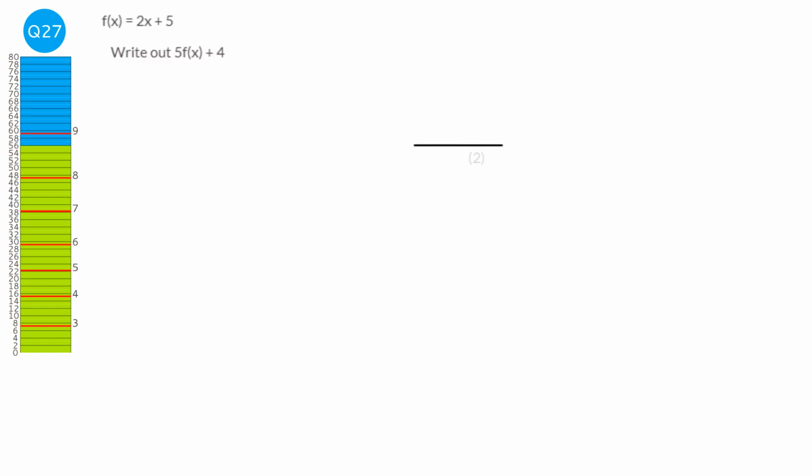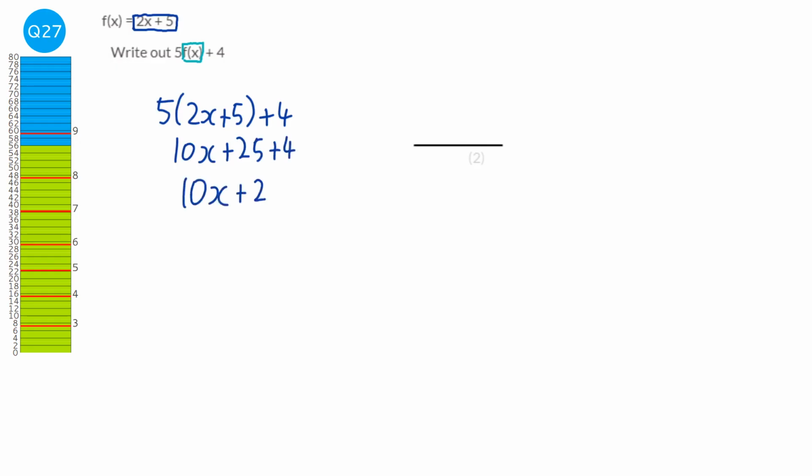We have an expression with f of x in, and we're given what f of x is. So what I'm going to do is just write out this expression again, but instead of f of x, I'm going to write out what it says it is. It says it is 2x plus 5. And notice I've put it in brackets as well, because f of x is the whole of that, and then plus 4. We're just going to expand the brackets, and that will make 10x plus 25 plus 4, and then 25 plus 4 is 29. So the answer would be 10x plus 29.